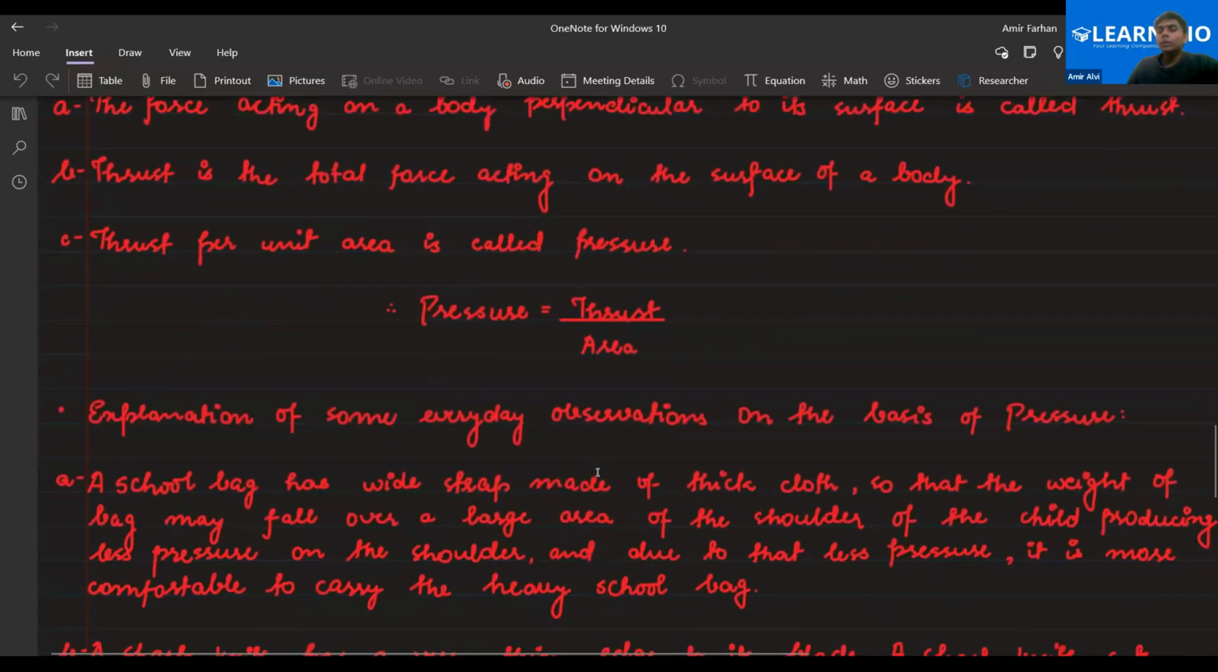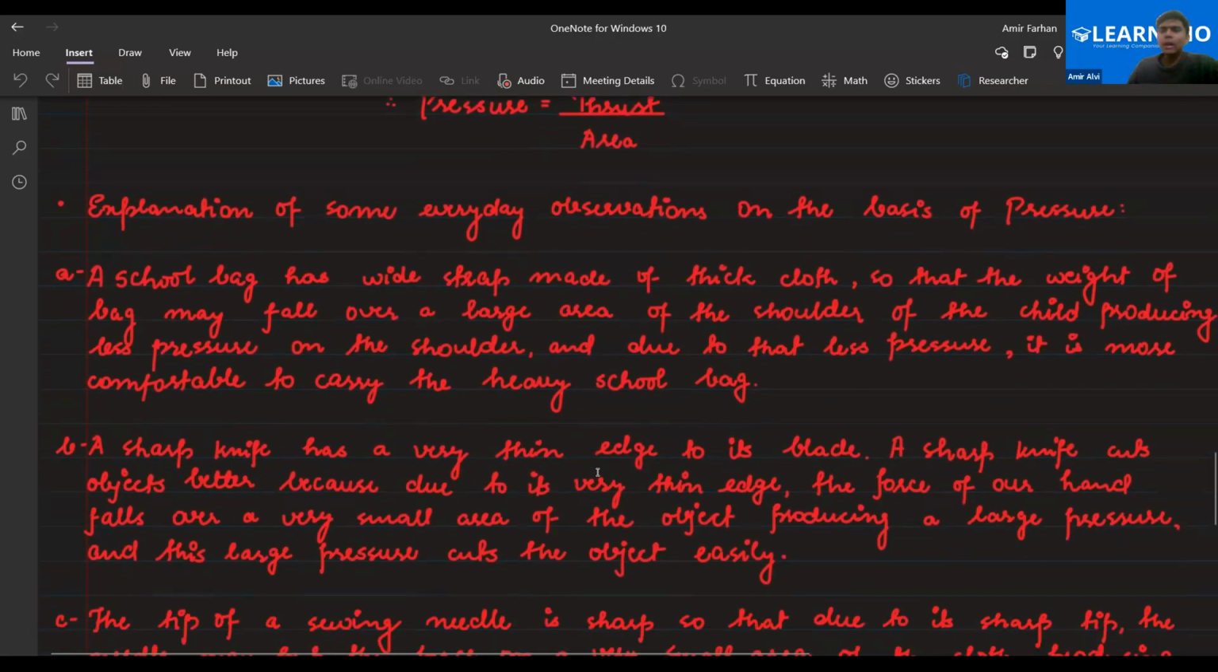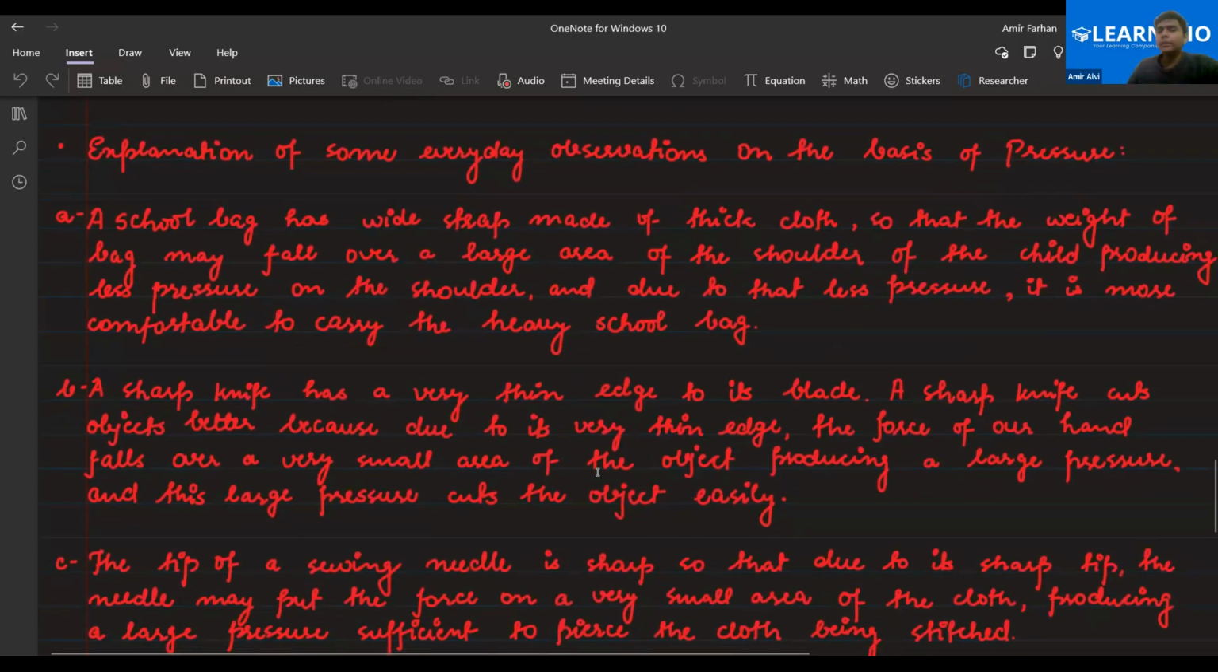Now let's talk about explanations of some everyday observations on the basis of pressure. The first is a school bag has a wider strap to reduce the pressure, because a wider strap means greater area, so less pressure is exerted on the shoulders, and hence it is more comfortable to carry the bag. Next, a sharp knife can easily cut vegetables as compared to a blunt knife. The sharp knife has a very small area compared to the blunt knife. Both have small area, but a sharp knife has a very small area. So we can easily produce more pressure due to small area, and hence the vegetable, butter, or anything can be cut easily.